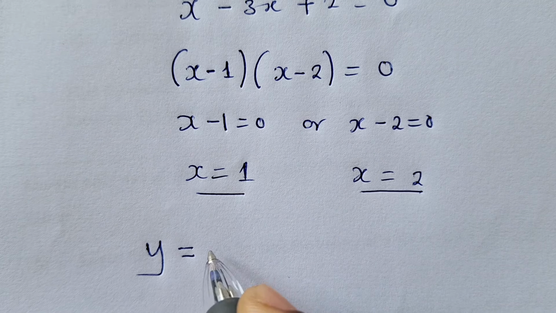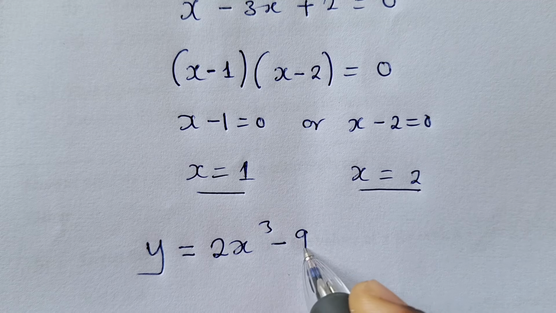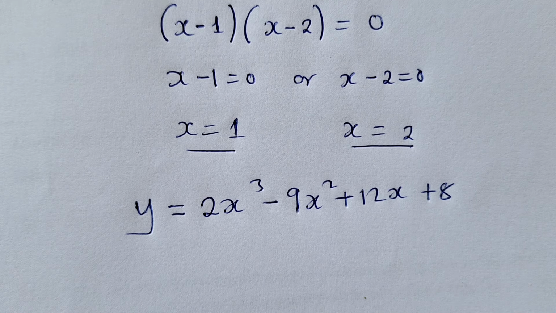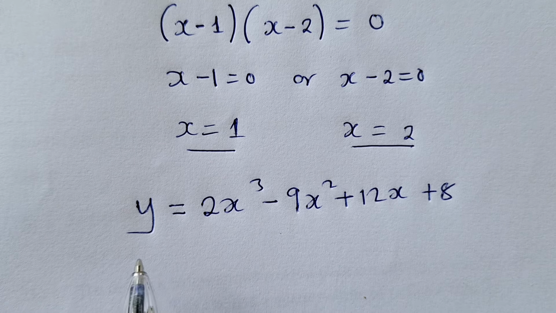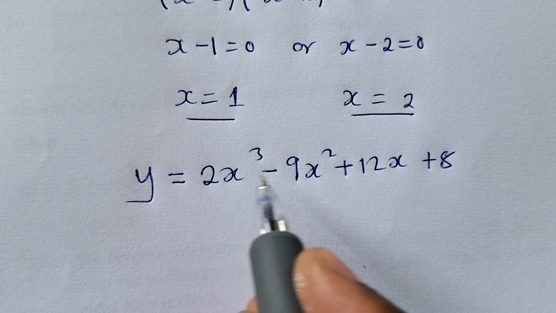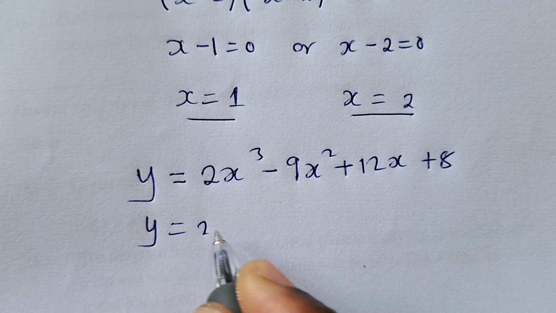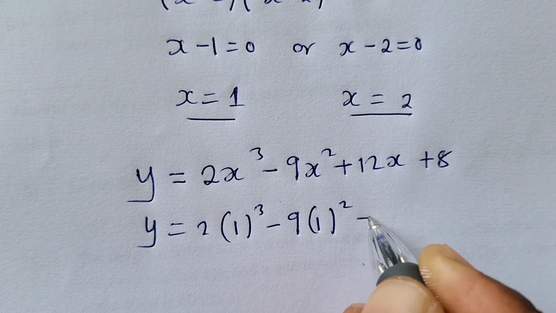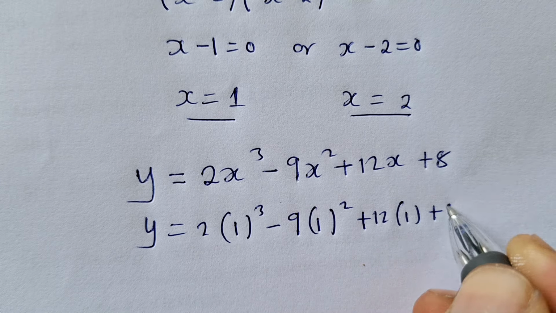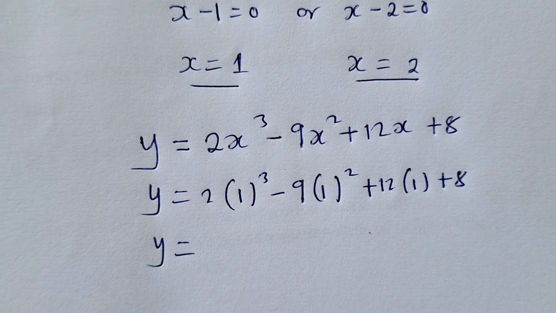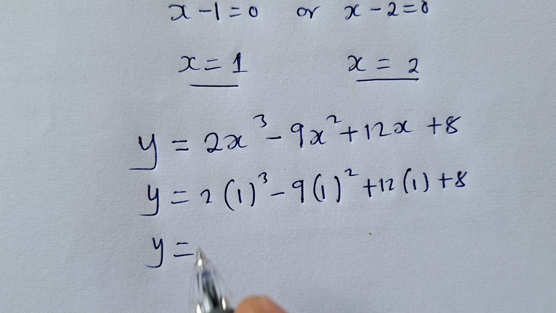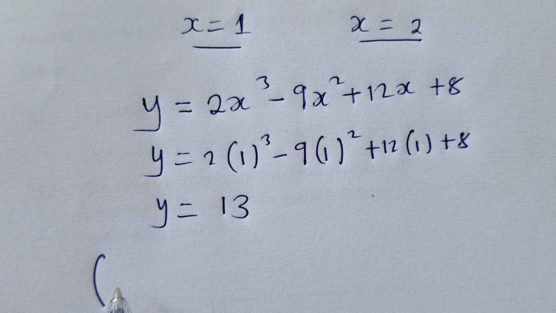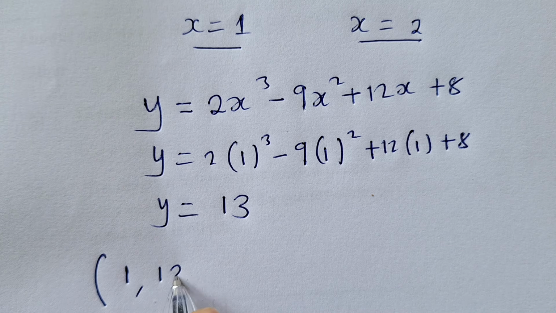y is equal to 2x power 3 minus 9x power 2 plus 12x plus 8. Now, we find the y values, meaning we get this x value and substitute where x is here. So it will be y is equal to 2 times 1 power 3 minus 9 times 1 power 2 plus 12 times 1 plus 8. When we simplify, the y value is 13. So one of the turning points is (1, 13).